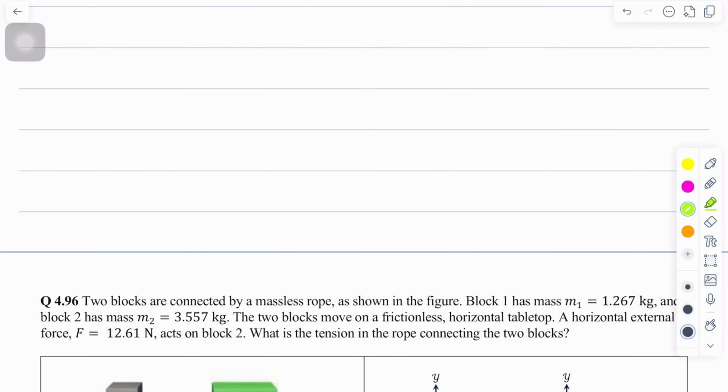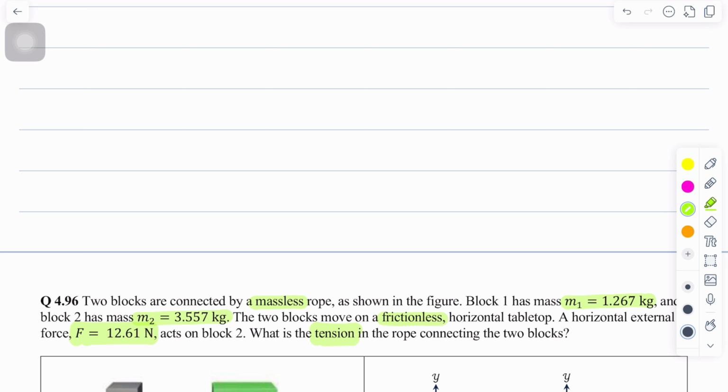Okay, now this is the last question. Two blocks are connected to a massless rope. As shown in the figure, block 1 has a mass M1 and block 2 has mass M2. Two blocks move on a frictionless surface. A horizontal external force is given. What is the tension?